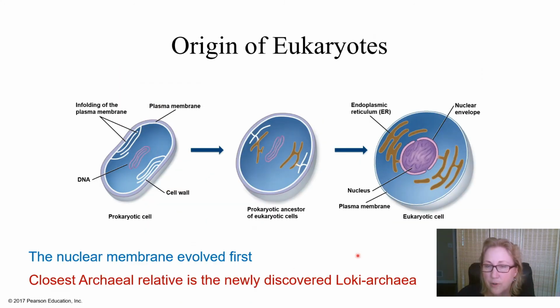So let's review the origin of eukaryotes. So our closest prokaryotic relatives are the archaea, not bacteria. And in fact, a newly discovered archaea called the Loki archaea is even more like eukaryotes than any other archaea that has been discovered yet. This is just in the last couple of years it's been discovered. They do have infoldings of their wall.